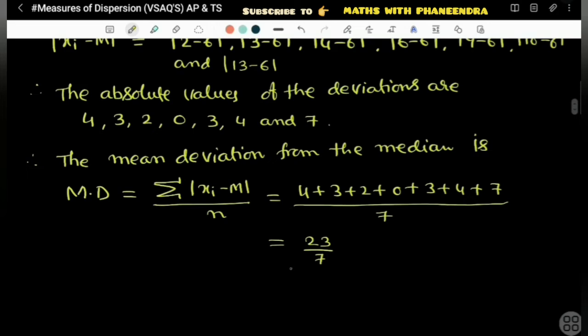Dividing by 7: 7 threes are 21, so 3 and then point 2 will be there, 7 twos are 14, so 7 will be left, then 7 nines are 63. So approximately that value. That's all. This is the way you can calculate the mean deviation about the median. If the number of observations is even, how to do that type of question, we will discuss now.